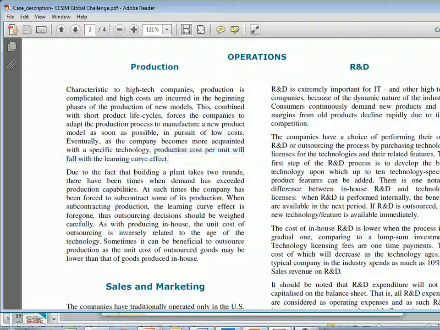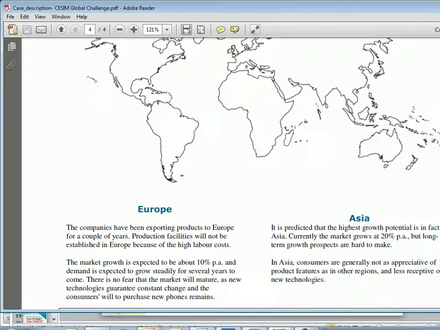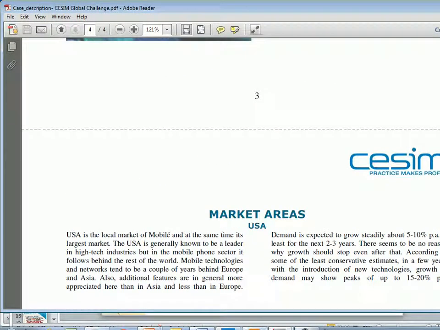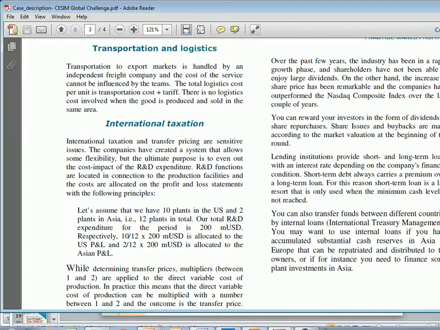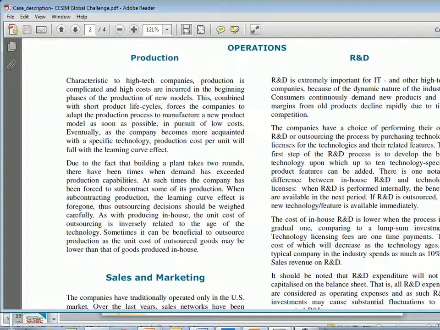Now, building a plant. Why would you build a plant? Well, remember, this is growing at 20%. This is growing at 10%. This market is growing at 5 to 10%. So you're going to need to produce more to meet the demand. Now, when you build a plant, it takes 2 rounds.